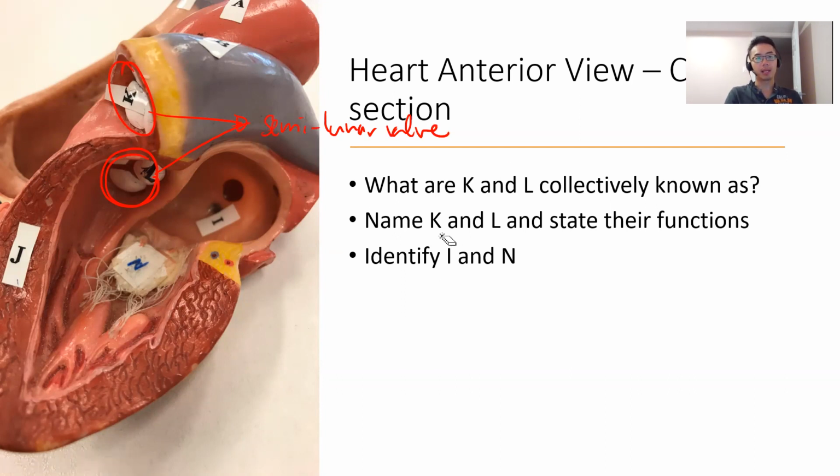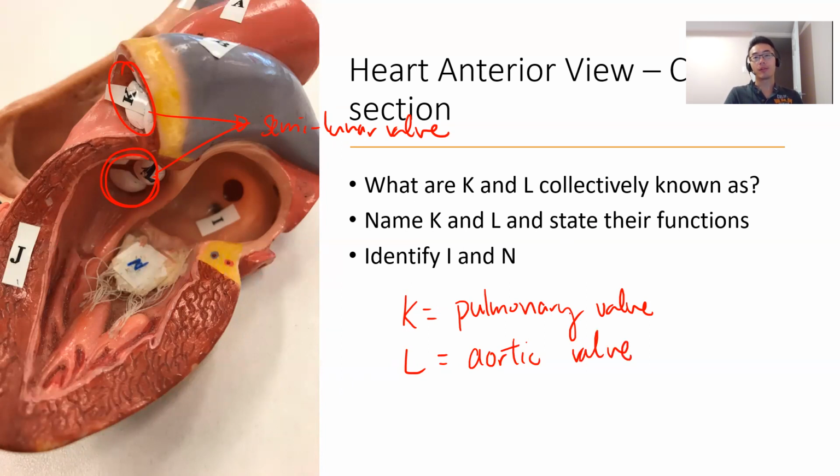And name them. I just kind of did, but let's do it again. K is the pulmonary valve. You can add semilunar if you want. And then L is the aortic valve. And their function is to prevent backflow to the ventricles. Pulmonary prevents it going back to the right side. Aortic prevents it from going back to the left side.